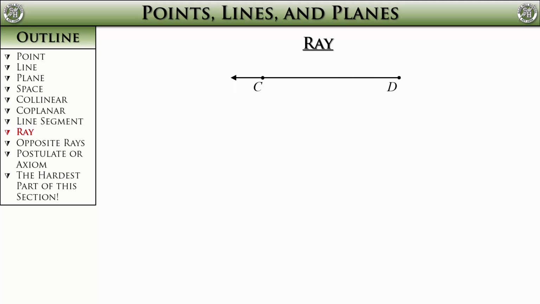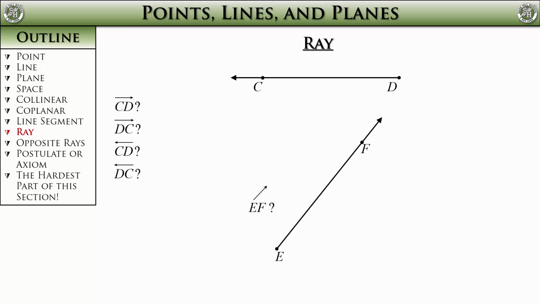But what happens if I draw a ray like this instead? How do you think we name it now? Is it like this? Maybe it's like this. How does this one look? Some people will like this one. I will tell you now that one, and only one, of them is correct. Does orientation of the ray matter? If I had a ray like this, would I then write the ray with my arrow pointing up to match? What do you think we do?